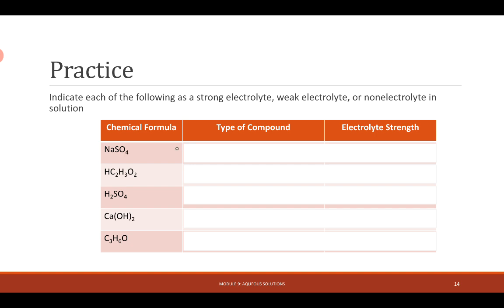Okay, so sodium sulfate, that's a metal with a polyatomic, and so that's an ionic compound. Ionic compounds are going to be strong electrolytes. We have H listed first, so it's an acid, but it is not on the list of strong acids, so it is a weak acid. And weak acids are weak electrolytes.